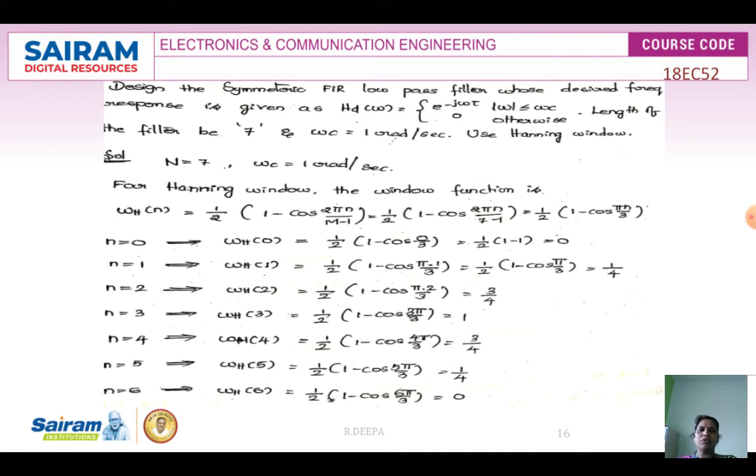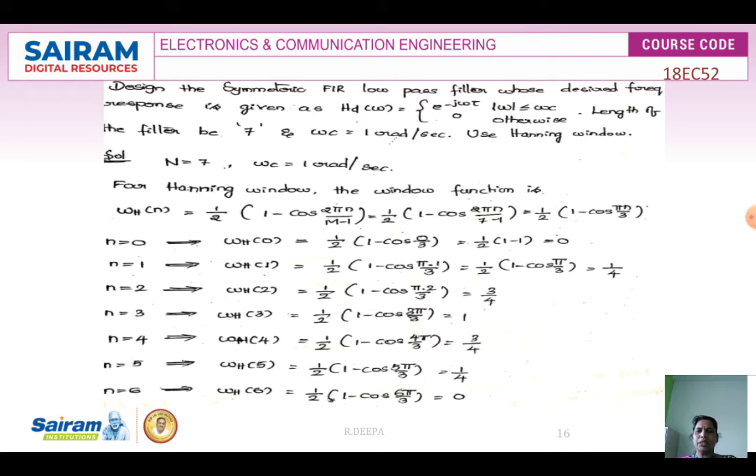Design the symmetric FIR low pass filter whose desired response is Hd of omega is equal to e power of minus j omega tau, whereas modulus of omega is less than or equal to omega c. Also the length of the filter is 7 and omega c is given as 1 radian per second. Use Hanning window. So what we understood from the problem statement is that we need to design a FIR low pass filter using Hanning window.